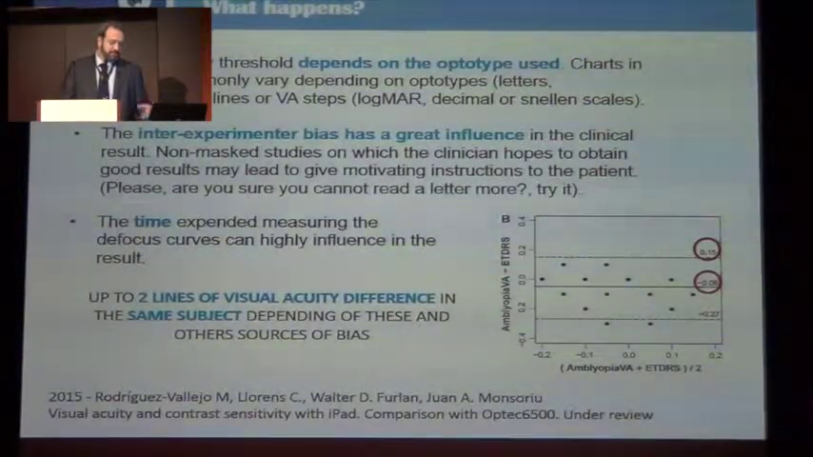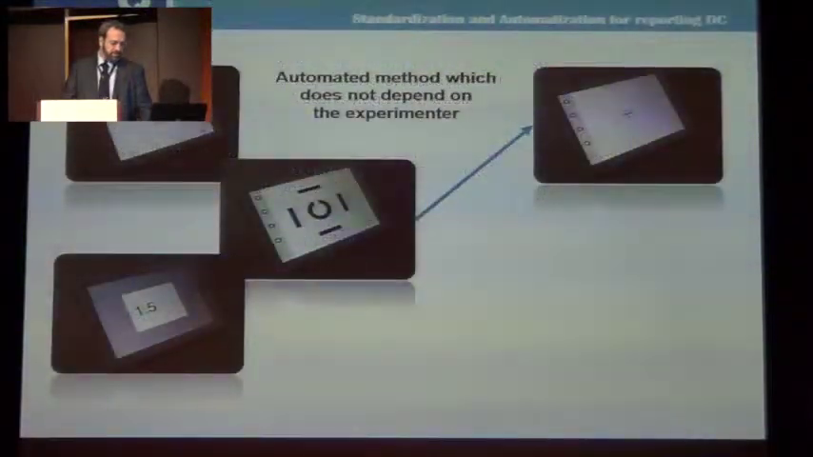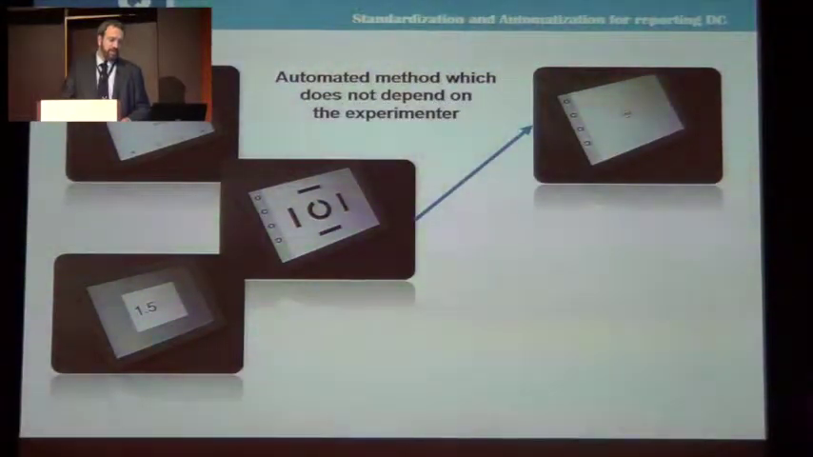And we can see that they have published a paper talking about the difference of two lines of visual acuity in the same subject. So absolutely, we are going to need an application to automatize the method, to not depend on the experimenter, and to have standardization and automation for all of us in the whole of our clinics.